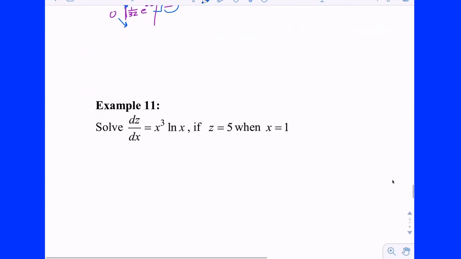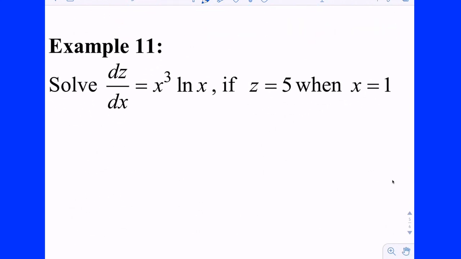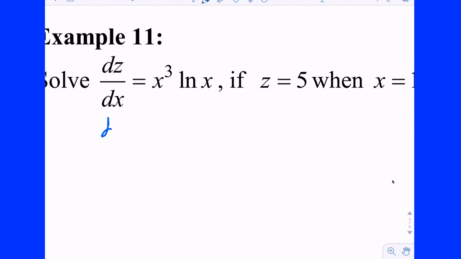All right, example 11. Solve dz/dx equaling x cubed natural log of x, if z equals 5 when x equals 1. We're solving a differential equation. What should we do first? It's in Leibniz format. Separate the variables, yeah. So x cubed natural log of x dx. Integrate both sides.